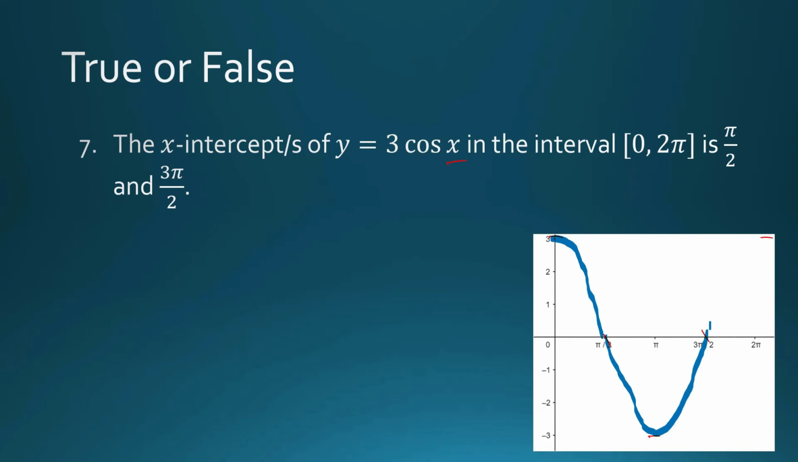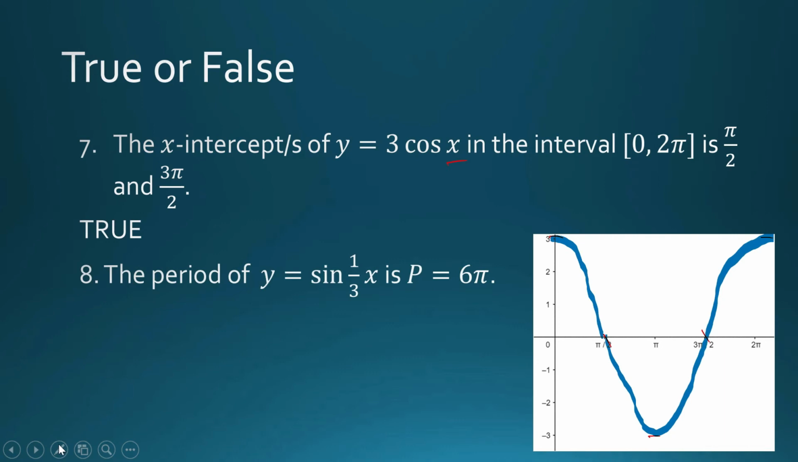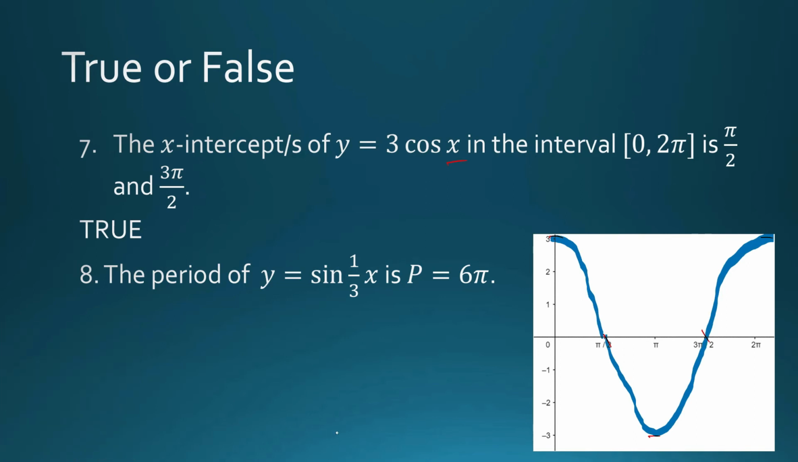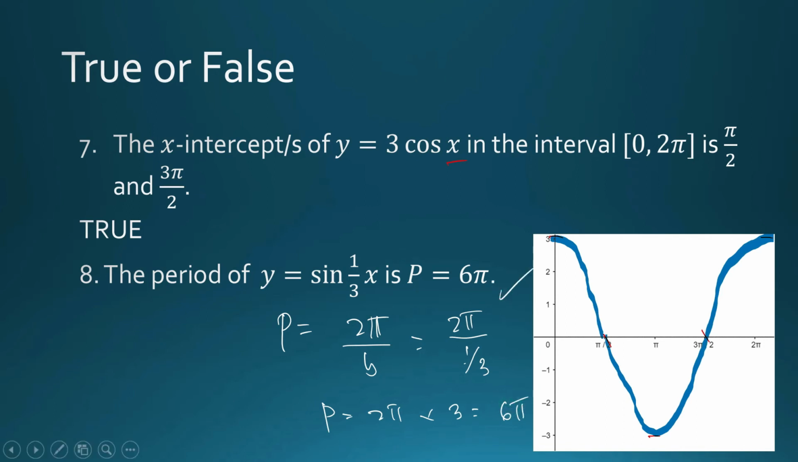Number 8. The period of y is equal to sine of 1/3 times x is 6 pi. So how do we compute for the period? It's 2 pi divided by b, and the value of our b here is 1/3. So this one is equal to 2 pi times 3, so it's equal to 6 pi. So yes, the period is equal to 6 pi.